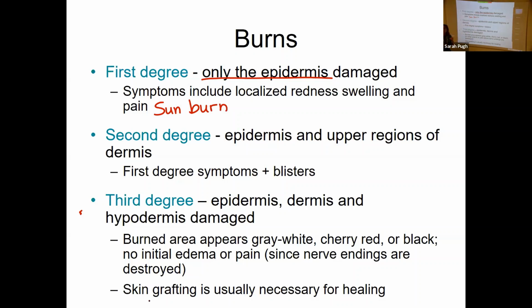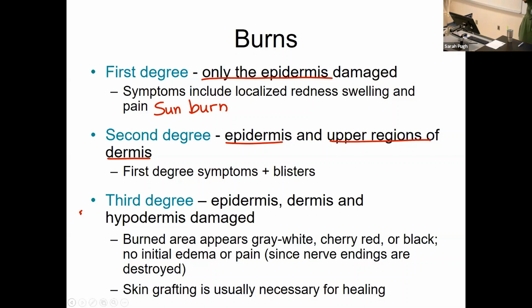A 2nd degree burn damages 2 layers of your skin. It damages the epidermis and upper regions of the dermis. So what you're going to find in terms of symptoms of a 2nd degree burn is you'll have redness. It'll be painful, but it's usually also accompanied by a blister. So remember, I told you earlier in this chapter, what causes blisters is when the epidermis and dermis pull apart from each other. You get a fluid-filled pocket in there. And that can be from friction. It can also be from a 2nd degree burn, right? You damage those 2 layers, they pulled apart, and now you get fluid.